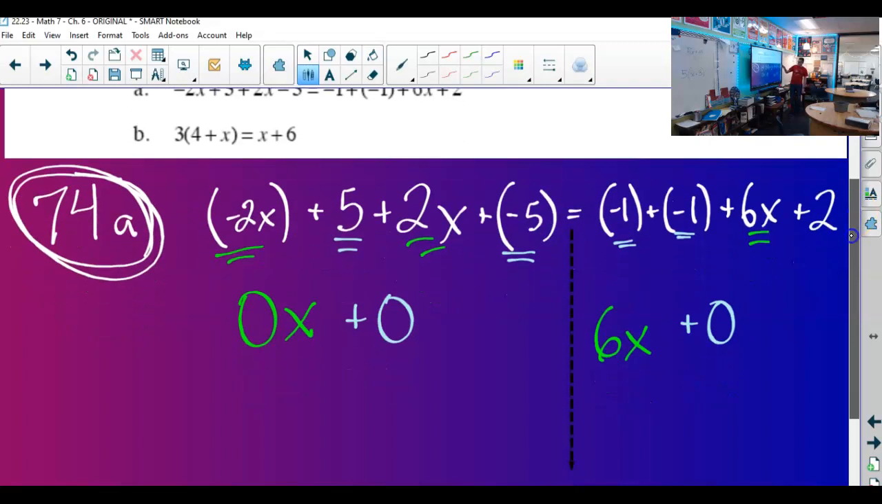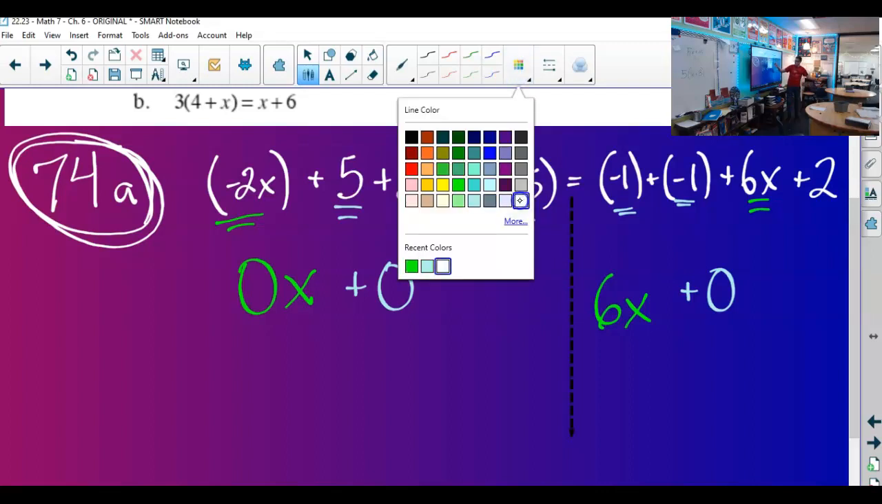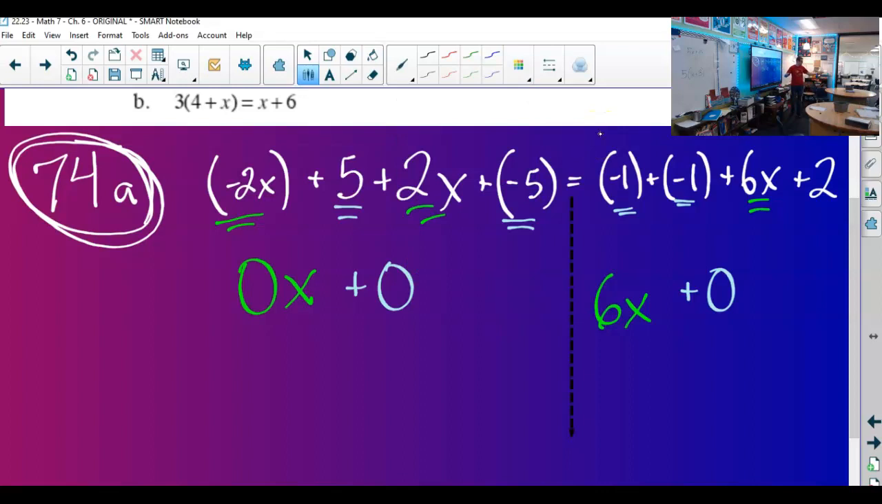So wait. Does this mean this can't be... So wait, can we solve this? Yeah. Can anyone volunteer to help me? Like, what do I have here now, Gabe? What do I have still? I have 6x over here equal to what? 0.